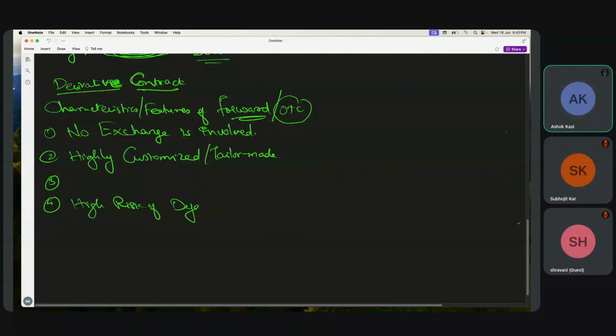High risk of default means what? I'll come to the third one in a while. What do you mean by high risk of default?